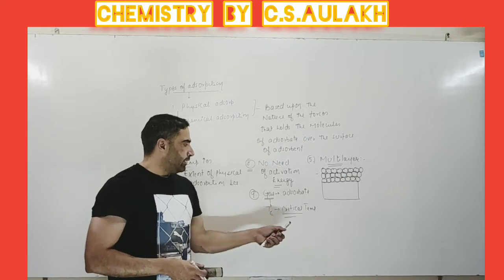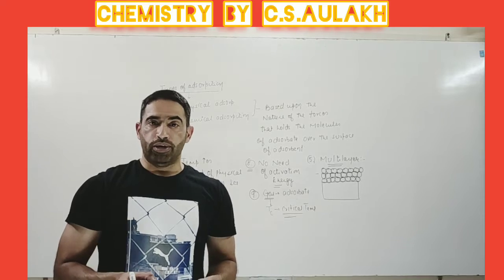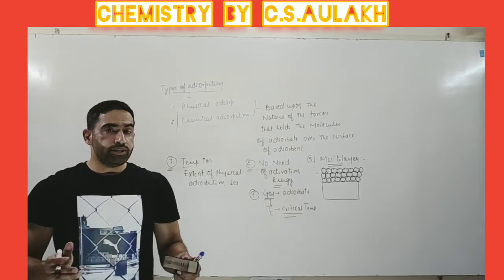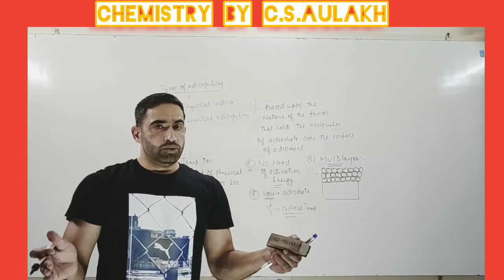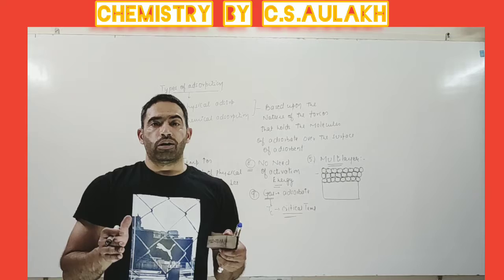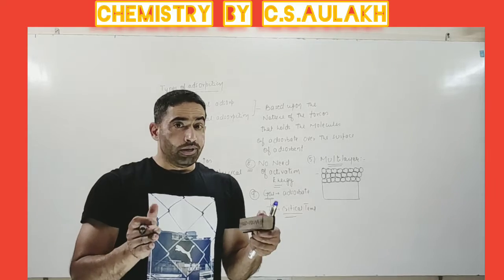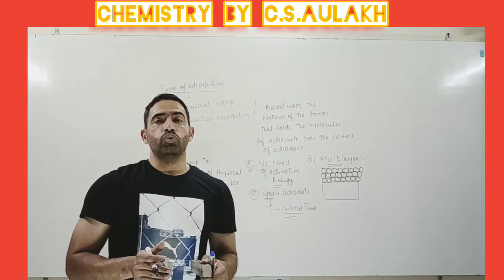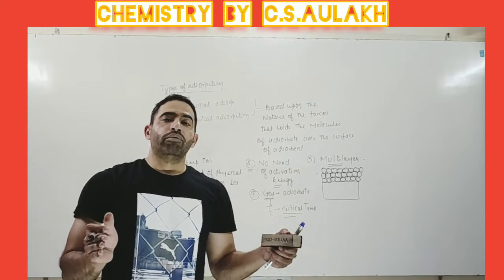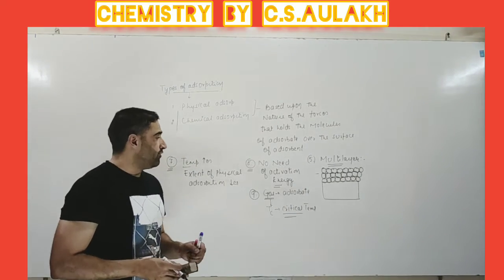What is the relationship between the critical temperature and liquefaction of the gas? The higher the critical temperature of the gas, the more easily it can be liquefied. So if the critical temperature of the gas is very high, it will easily change to the liquid state, and as soon as it changes to the liquid state, it will immediately get physically adsorbed over the surface of adsorbent. So there is a relationship between the extent of adsorption and the critical temperature of the gas acting as adsorbate. If the critical temperature of the gas to be adsorbed is very high, it can be easily liquefied and it will be easily attached over the surface of adsorbent. So this is the ninth characteristic of physical adsorption.